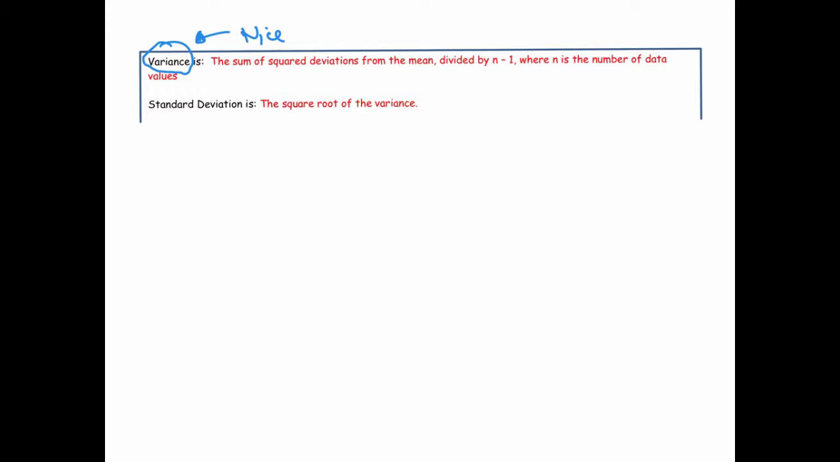But again, the variance is just something that's used because it has nice, or we'll say convenient, math properties. So that's one reason we use it. But really, the standard deviation is going to be the most important measure of spread we're going to be looking at. So let's look at an example in the next slide.